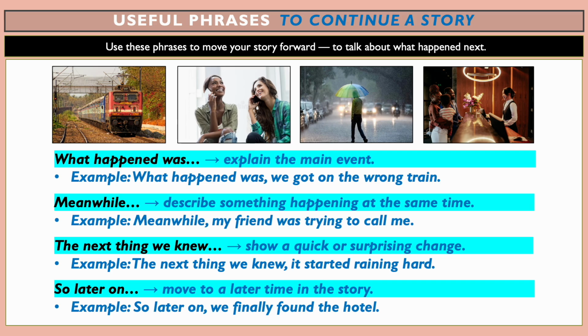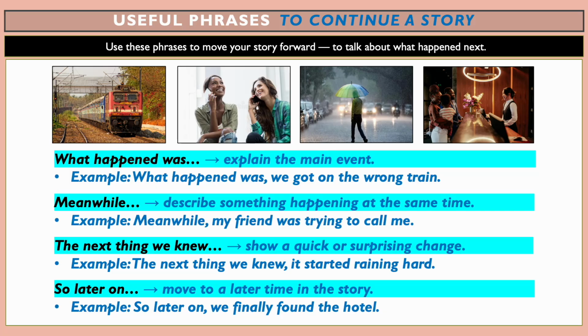Useful phrases to continue a story. Use these phrases to move your story forward, to talk about what happened next. For example, 1. What happened was is used to explain the main event. For example, what happened was we got on the wrong train.